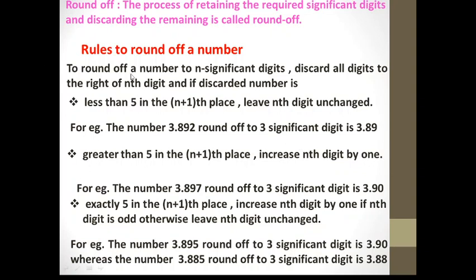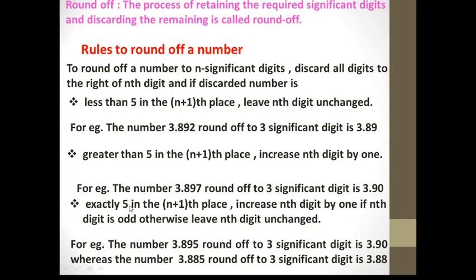The second rule is, if the discarded number is greater than 5 in the n plus 1th place, then increase the nth digit by 1. For example, if I again want to round off this up to three significant digits, I'll write 3.89 as it is. Then next to 9, I have 7, which is greater than 5. So this 9 will increase by 1, so it will become 10. So it means 89 will become 90. That's why it is 3.90.